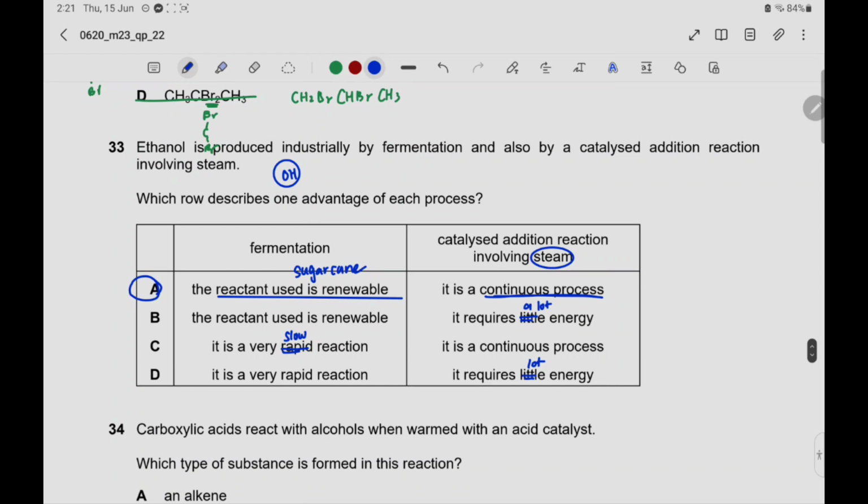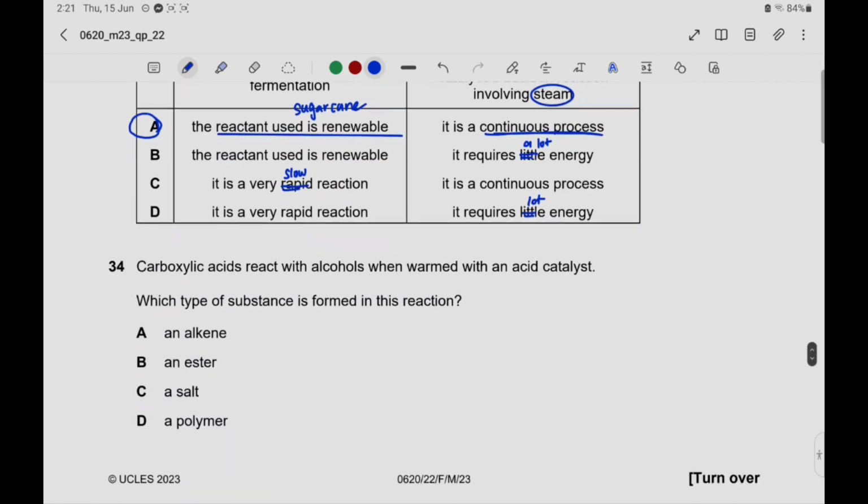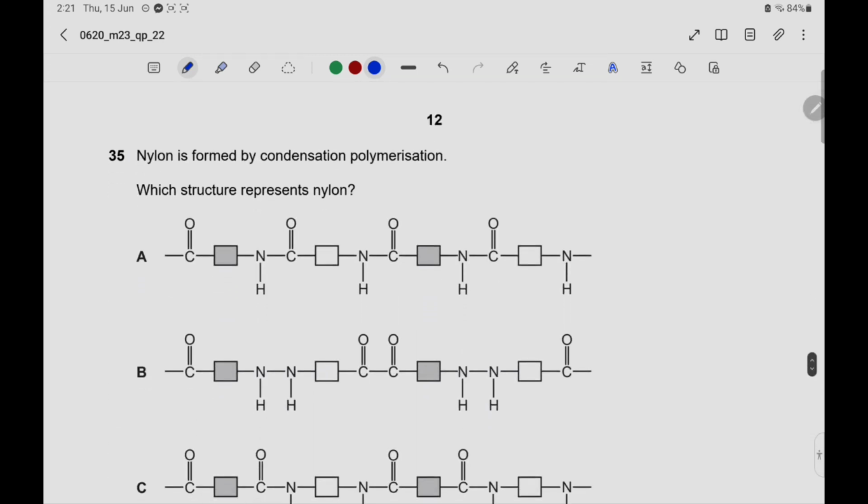So this one also need to memorize. Maybe you can read through your organic chemistry again if you are not really good at this. So for this one, carboxylic acid, they will react with alcohol when they warm with acid catalyst. Remember just now? Alcoholic father, acidic mom, you form ester. Very simple. They want nylon.